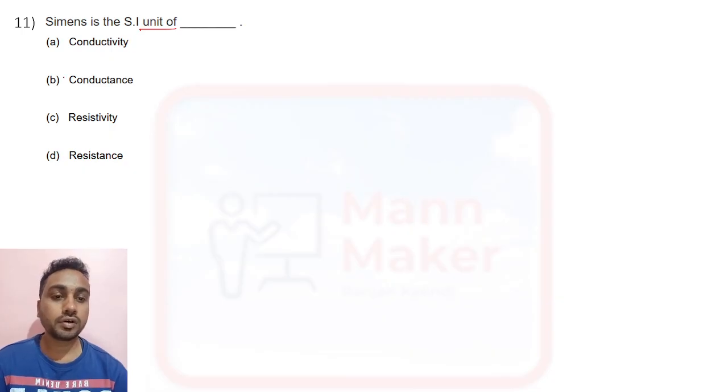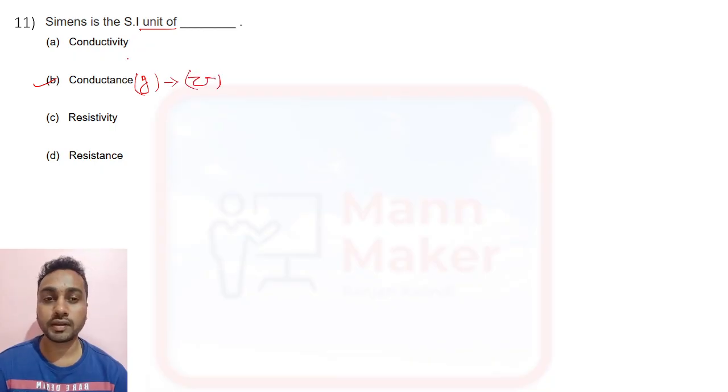Siemens is the SI unit of what? Conduction. Siemens is the SI unit of conduction, and conduction is denoted by G. A symbol will be there for Siemens.